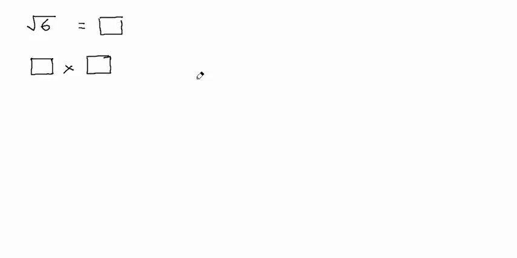Now, it's important to remember that if the answer is not an integer, it doesn't necessarily have to be a surd. For example, if you think about the square root of the fraction 4 9ths, it's the same as square root of 4 divided by square root of 9, which is 2 over 3. So this is not a surd. Therefore, square root of 4 9ths is not a surd. 2/3 is a rational number.